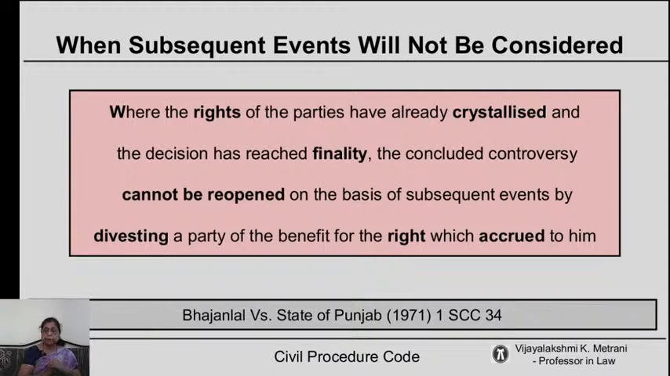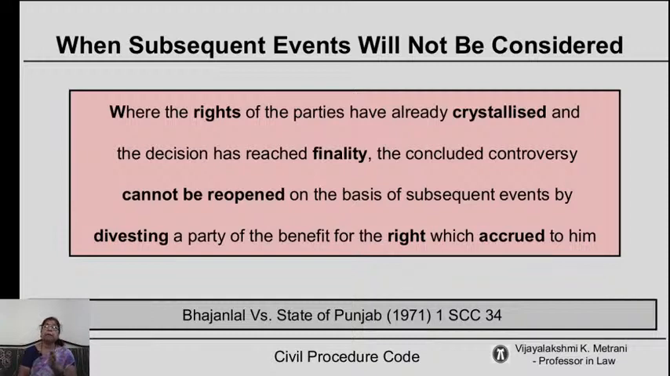In this case, on the basis of subsequent events, divesting a party of the benefit of the right which accrued to him is not possible, because a person asks for a relief, that relief is given by the court, and after giving the relief, that person gets that right. So he gets that right in law. According to law a right has come to him, because the court gave him that right. So that right has accrued to him.